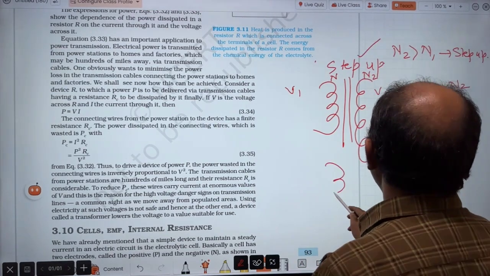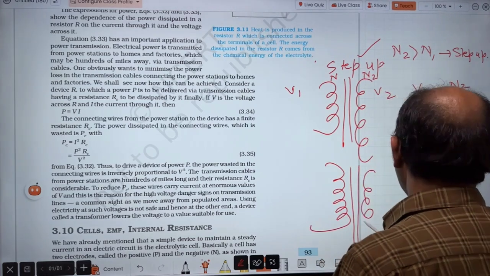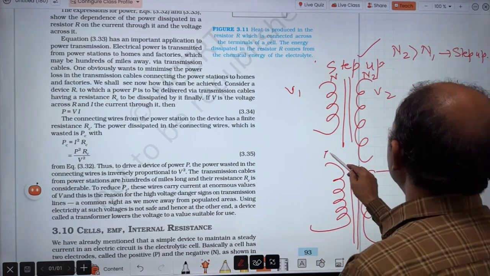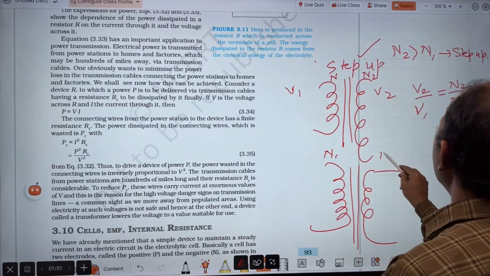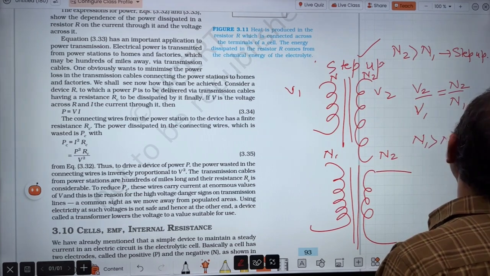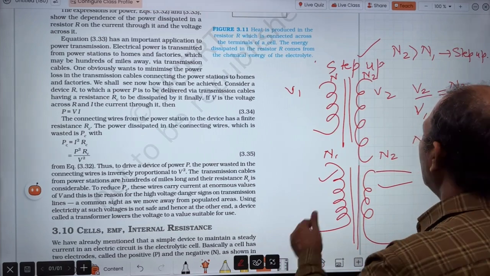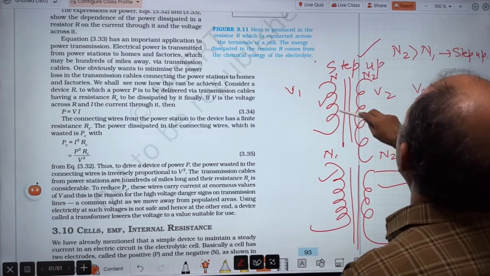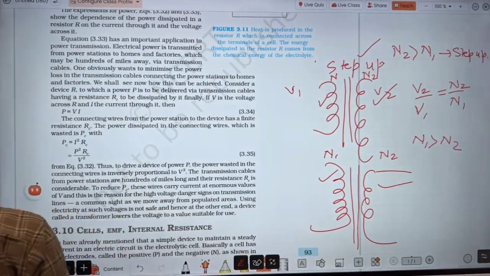And just the reverse: suppose the number of turns in the primary is more than the number of turns in the secondary. Here N1 and N2, what is the relation? N1 is greater than N2. In that case, voltage will be reduced. High voltage will be converted into low voltage. Here, low voltage is converted to high voltage. So these are all things we will study later on.